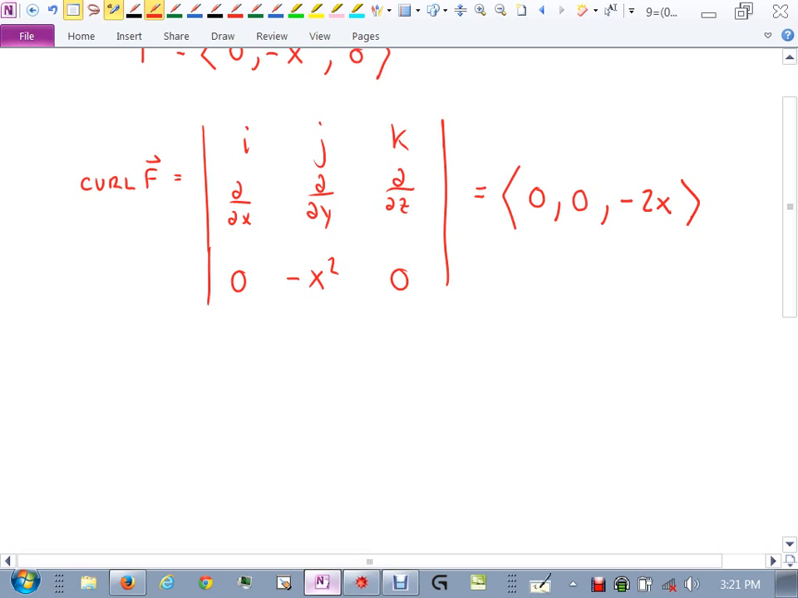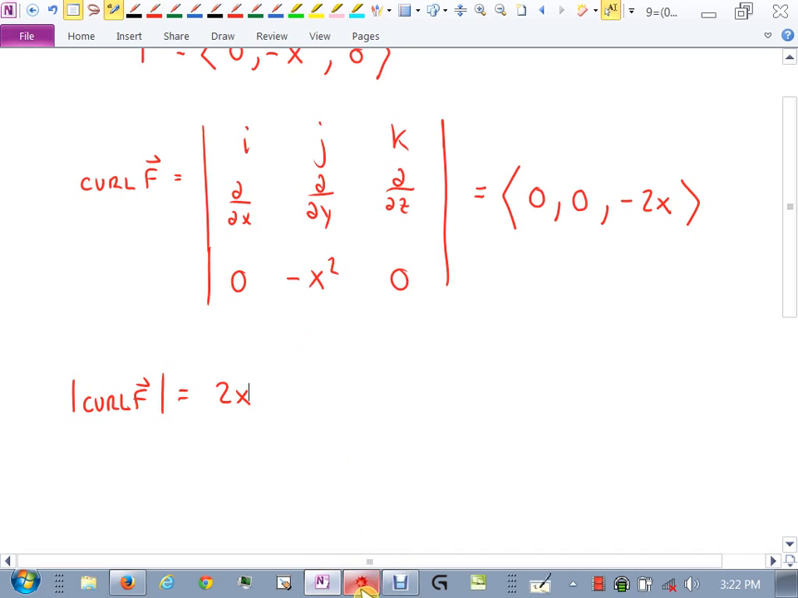Now in this problem, it doesn't give me a point to compute the curl at. It just says find the actual magnitude of the curl. So the magnitude of the curl in this case is what? The square root of negative 2x squared. So just 2x. Questions?